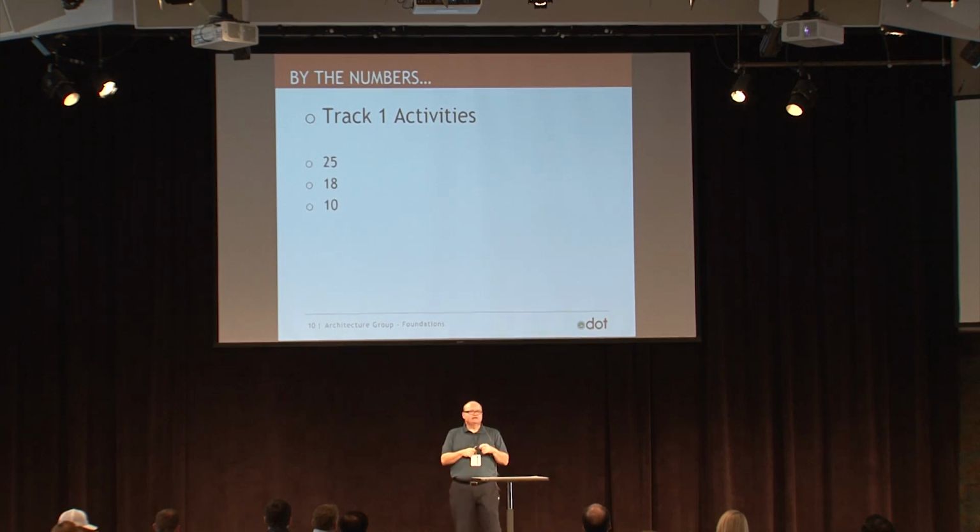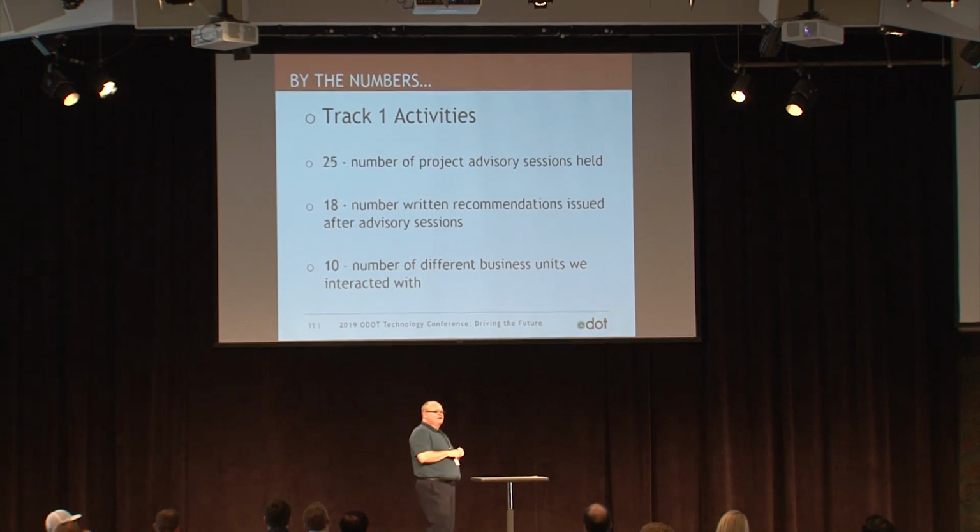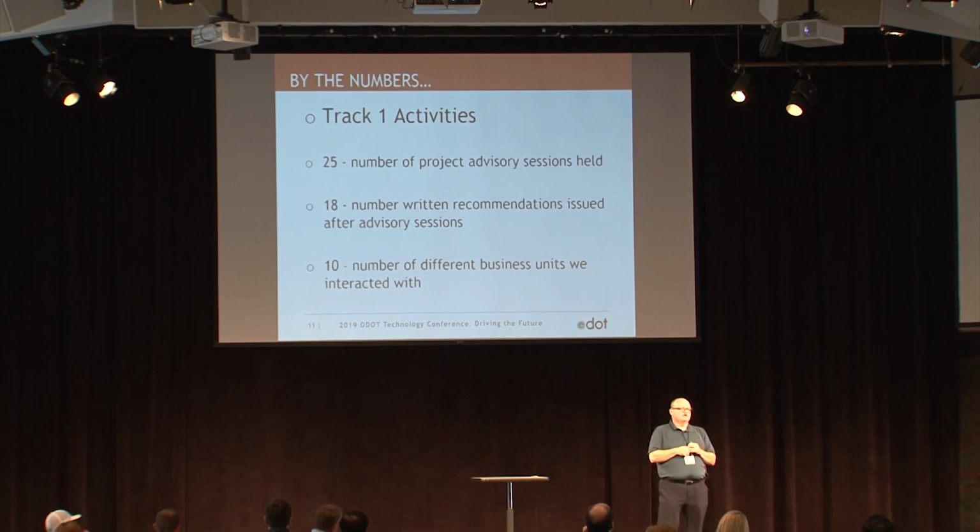25, 18, and 10, these are lower. That's not the average age of the people on the architect team either. 25, that's the number of project advisory sessions we've held. And this is when business users come to us with a project that they want to run or an initiative that they would like to start, they can come to us at any time, preferably earlier. This is the number of those sessions that we've held with the business.